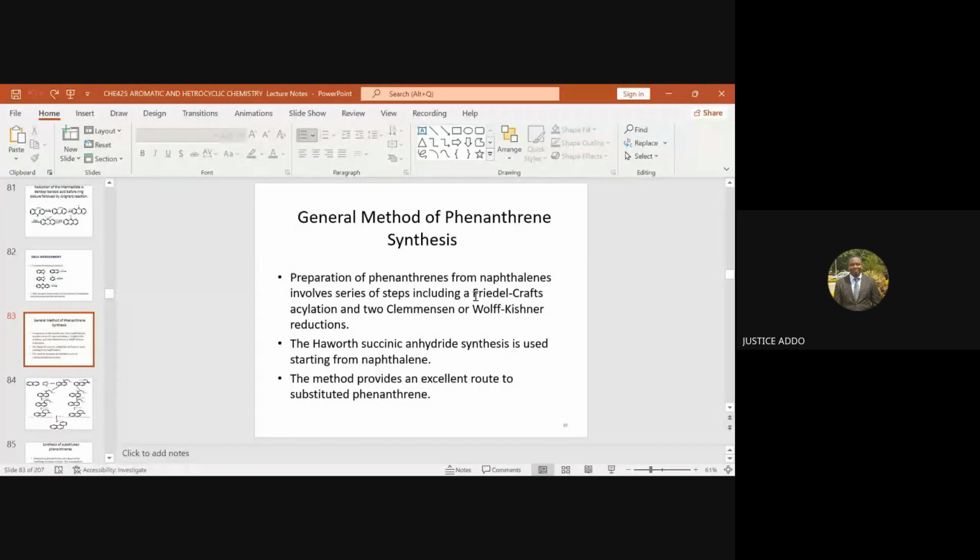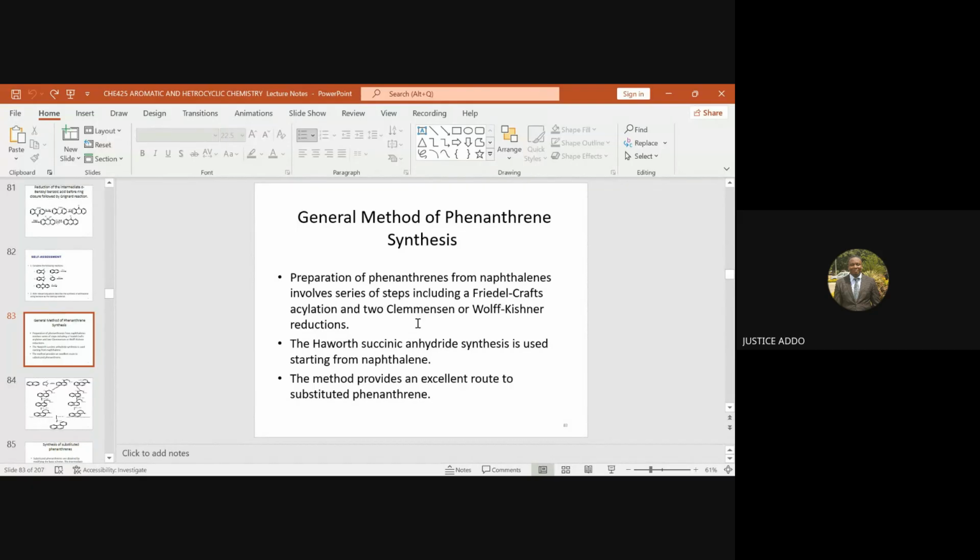So preparation of phenanthrenes from naphthalenes involves a series of steps, including Friedel-Crafts acylation, and then Clemmensen or Wolff-Kishner reductions. We have seen Clemmensen reduction before, and that is zinc amalgam in HCl. That's Clemmensen reagent. Wolff-Kishner reduction, you have hydrazine in alkaline medium. So these two are used to reduce a ketone functional group to what?